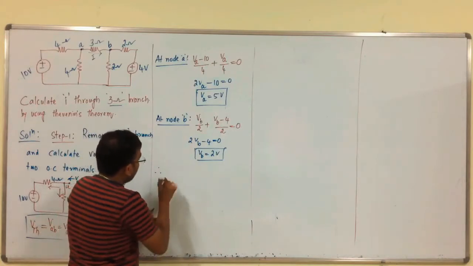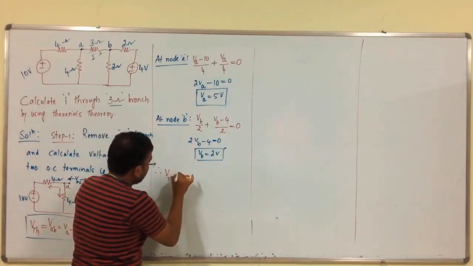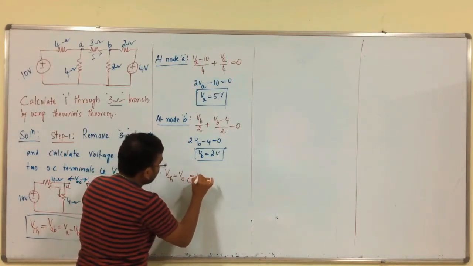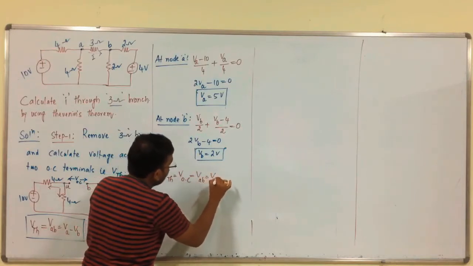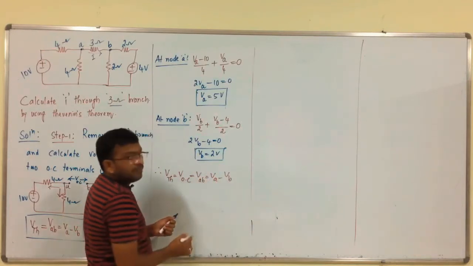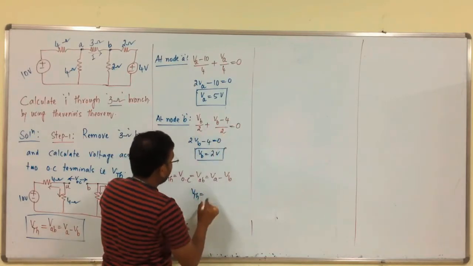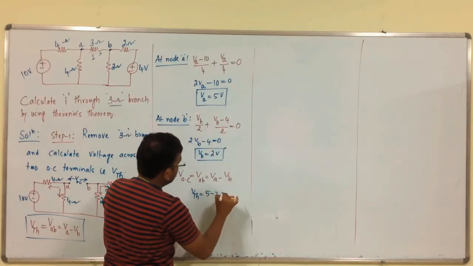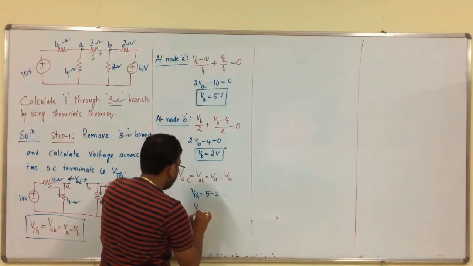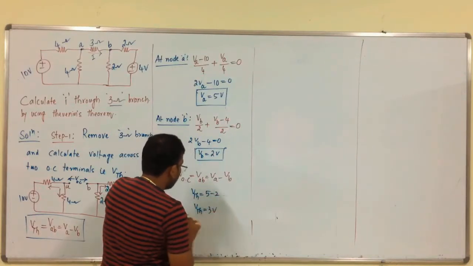Therefore, VTH is equal to VOC, which is equal to VAB, which is equal to VA minus VB. So, finally, VTH is VA minus VB, that is 5 minus 2, which is equal to 3 volts.